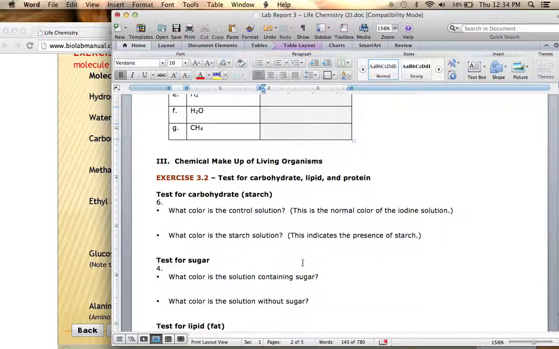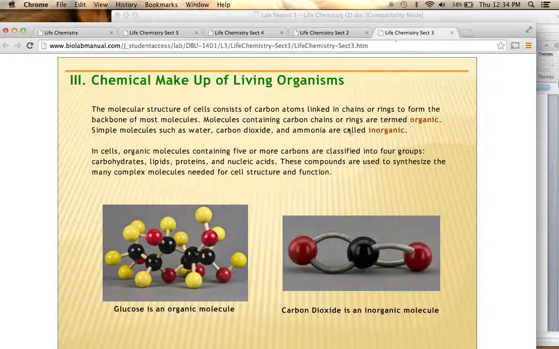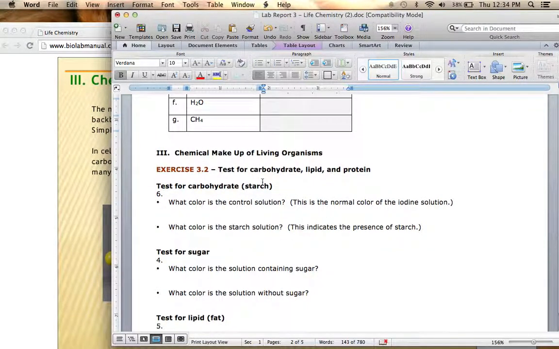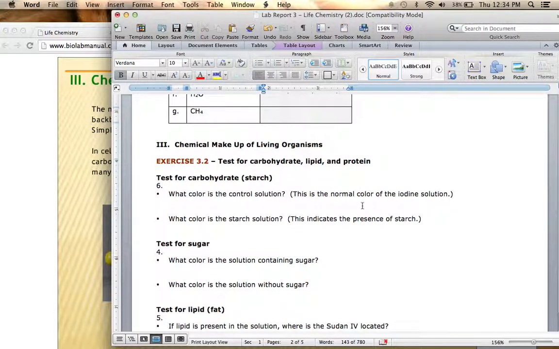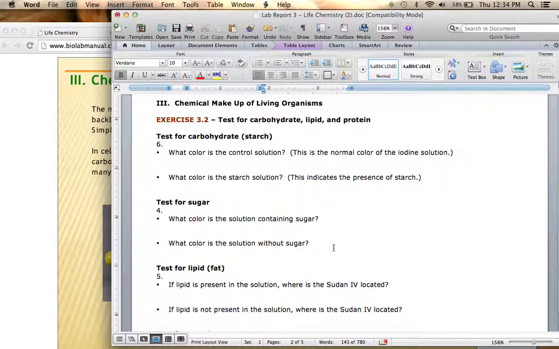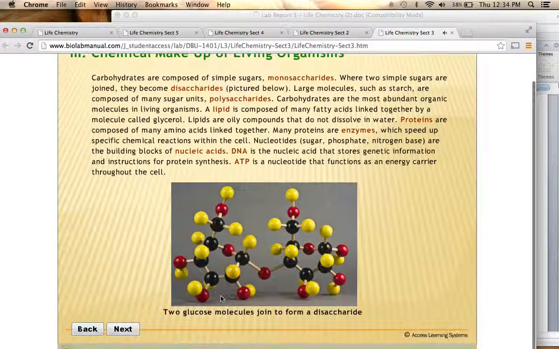And then you're going to move on to section 3, which has to do with testing for different compounds in solution. So you're doing tests for carbohydrates, lipids, and proteins in solution. I did write down some information in the helpful hints section that goes over testing and controls and the different positive and negative colors for these solutions. Make sure you read that before you get into this testing.